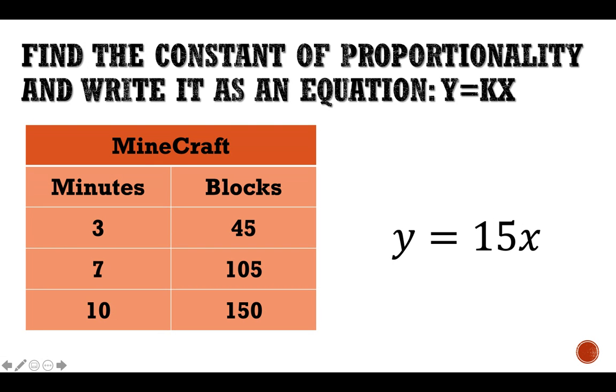So if I multiply 3 by 15, I get 45. 7 times 15 is 105. 10 times 15 gives me 150. Notice there's no addition or subtraction involved. It's just direct. 3 times 15 is 45. Directly. 7 times 15 is 105. There's no addition or subtraction involved. It's just multiplication, just like when we were dealing with scale factors.